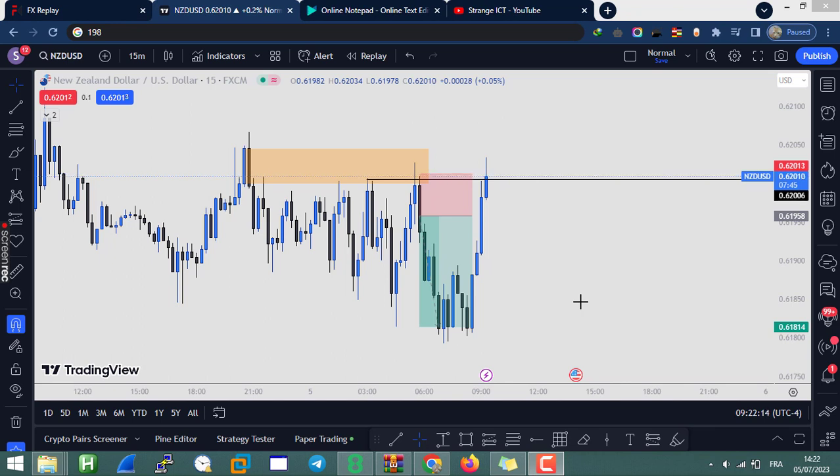In this lesson we're going to cover something very important and highly demanded, which is how to determine the bias. By the bias I mean the next move of the market or the direction. The bias is not limited to the daily bias, so don't get confused. It can be the weekly bias, it can be the daily bias, it can be the hourly bias.